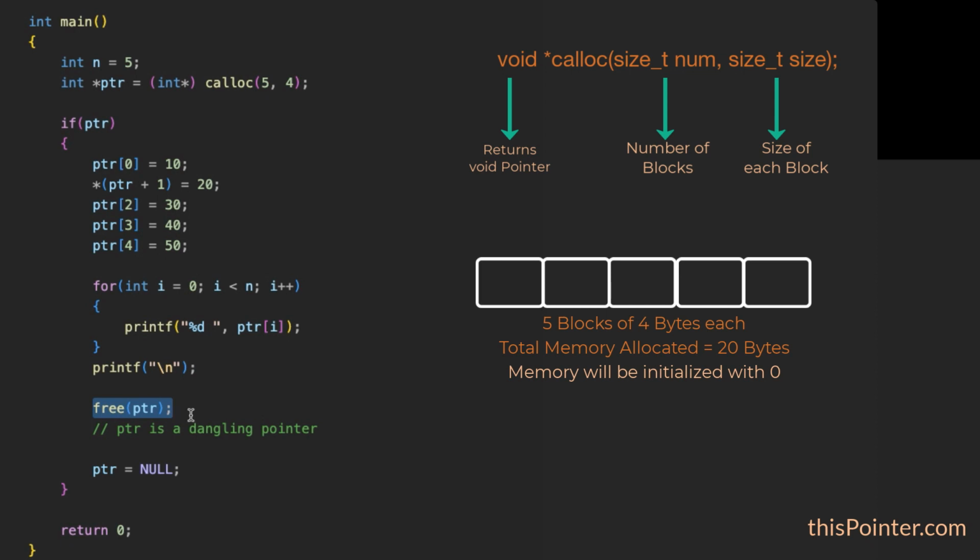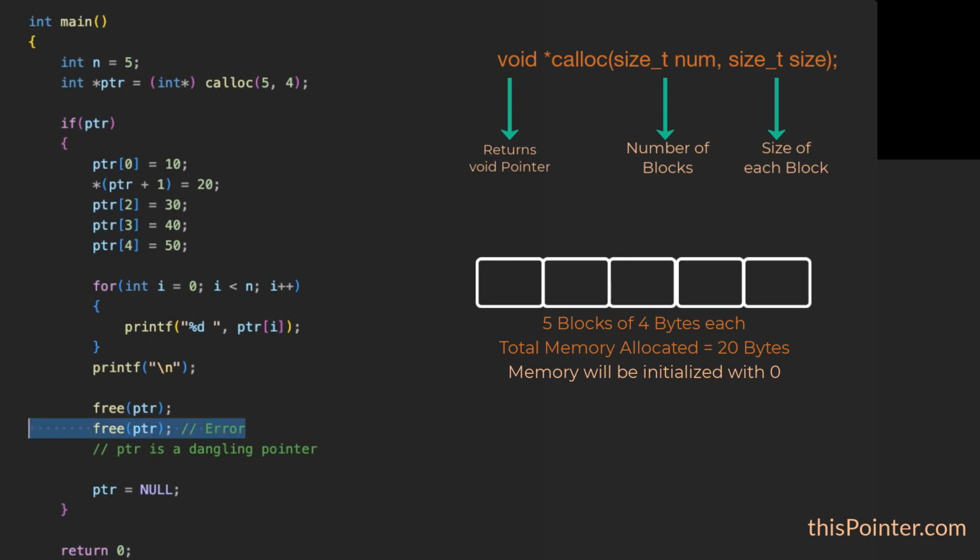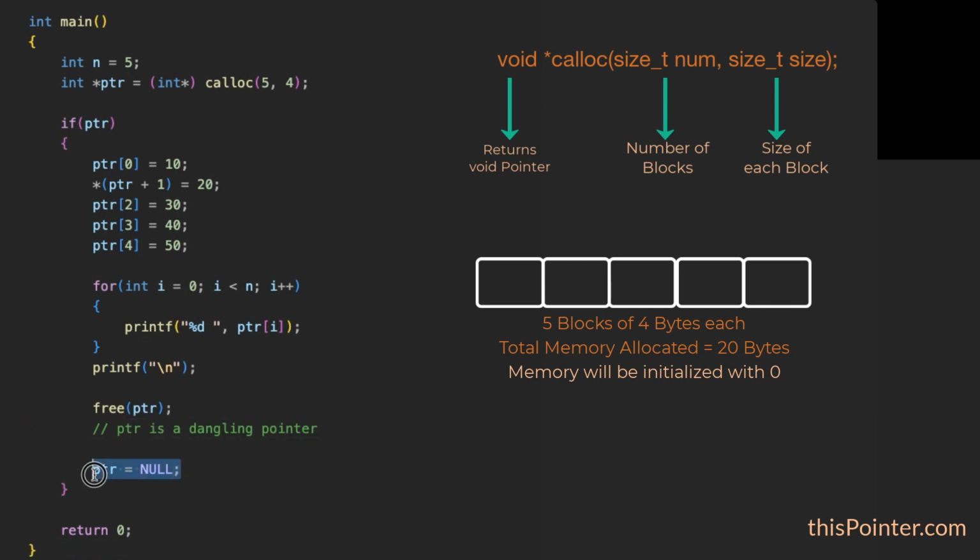If someone deleted this memory by calling the free function and someone tries to call the free function again, then it can result in undefined behavior and cause your application to crash. Therefore, after calling the free function, in the next line initialize the pointer to null. If you pass a pointer pointing to null into the free function, then it will have no effect. Everything will be fine. So in this video we learned about the calloc function in C and how we can use it to allocate memory on the heap.